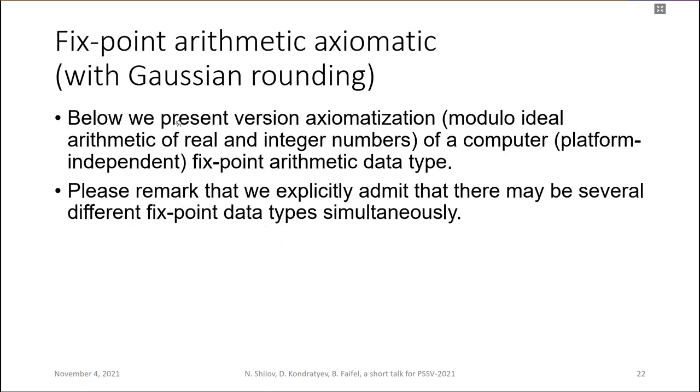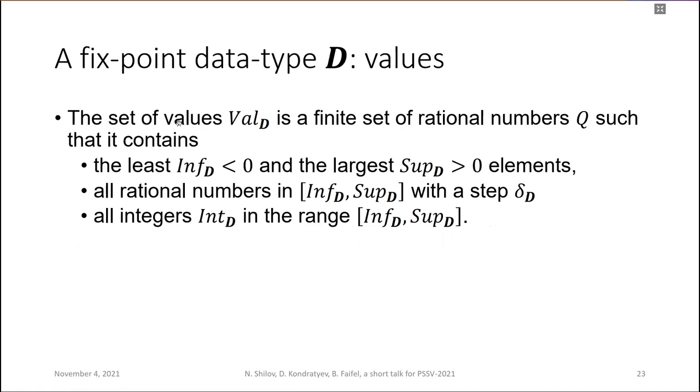But axiomatization of arithmetic is okay. First of all, we assume that the data type for fixed point arithmetic consists of some set of values that is a subset of rational numbers.